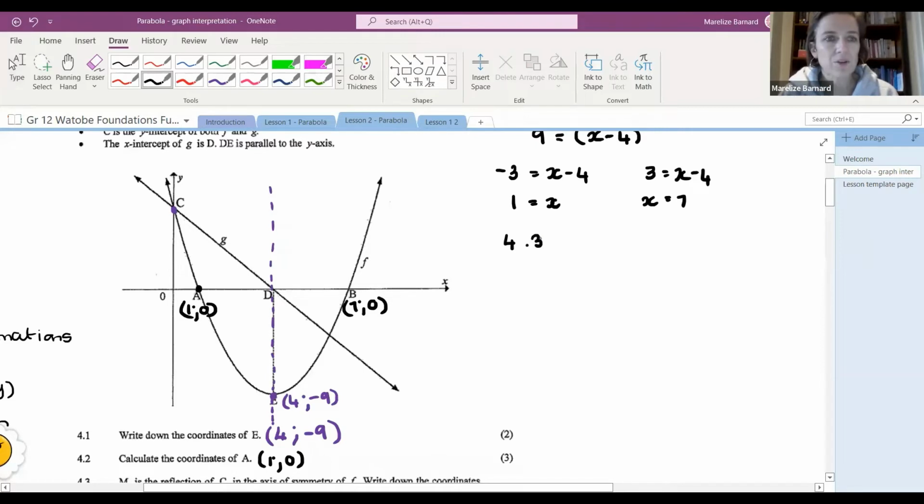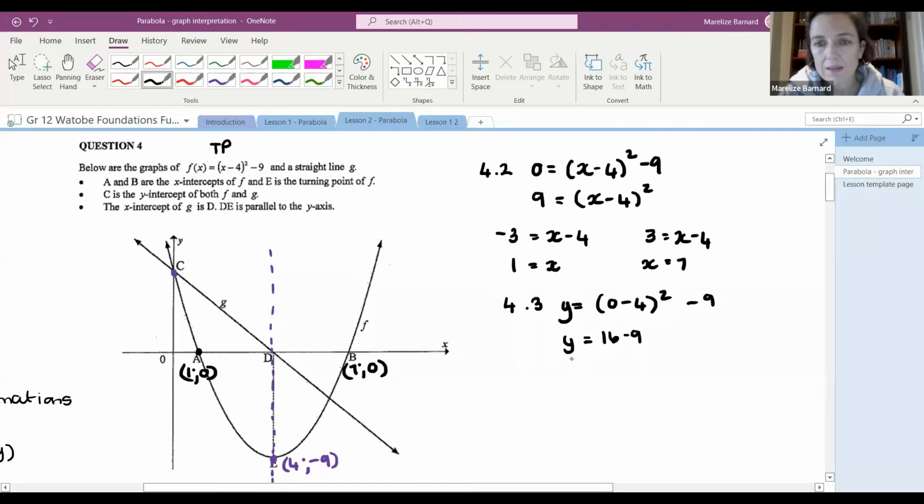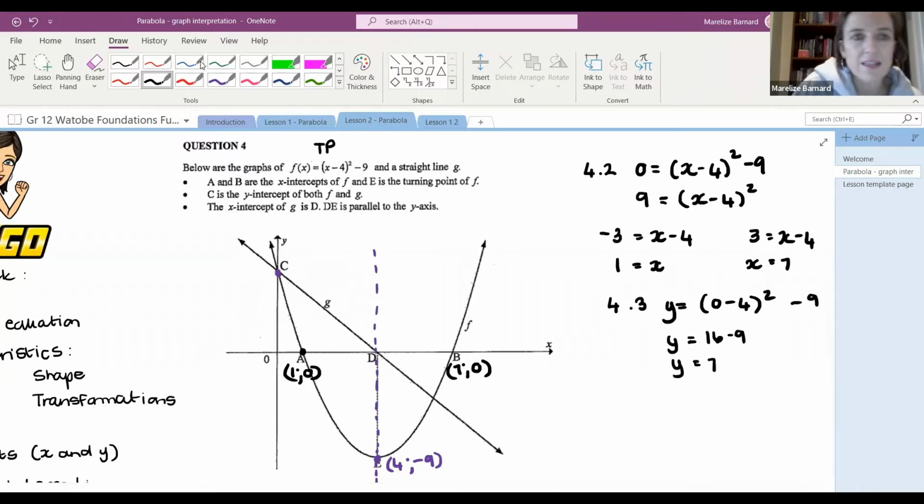Who can tell me that? Put it in the chat if you know. X must equal to 0. Well done, Zamakukhle and Kolofelo and Tumelo. You're all right on the money. So we're going to take this equation and make x equal to 0. So I get 16 - 9, so y is 7. So the coordinates of C is going to be 0 and 7.